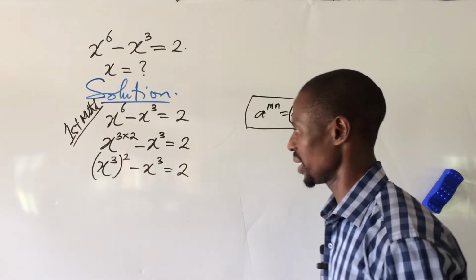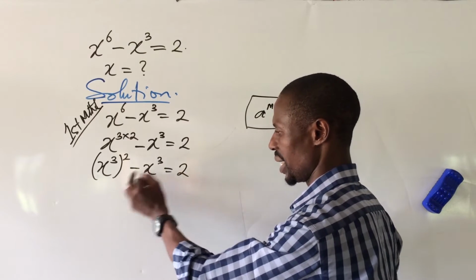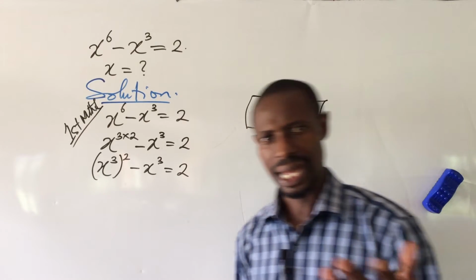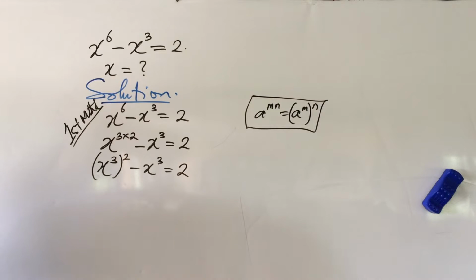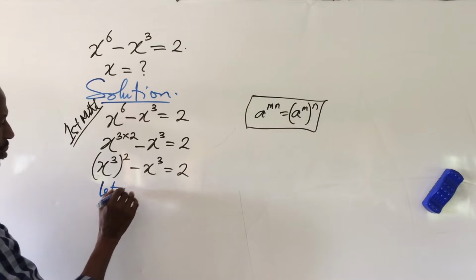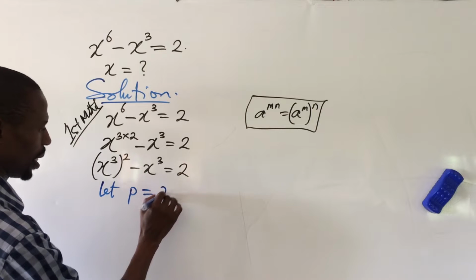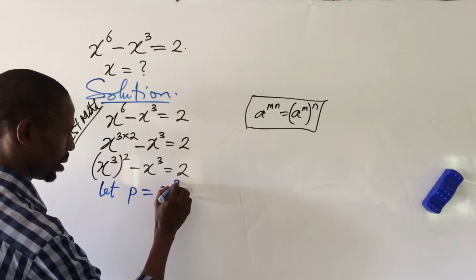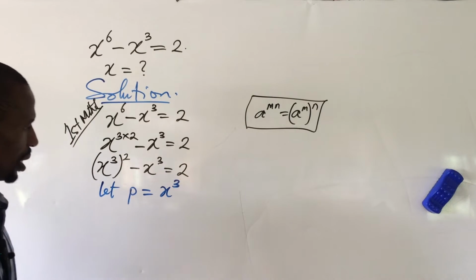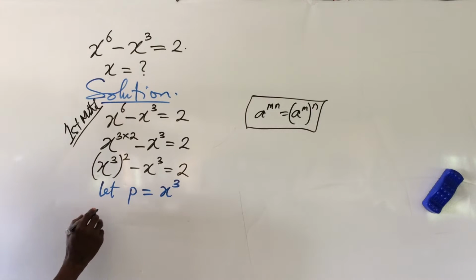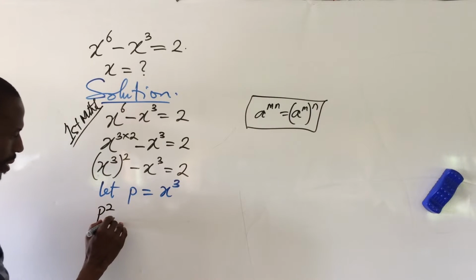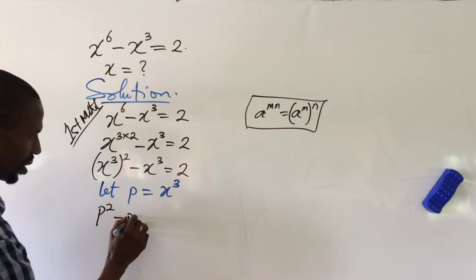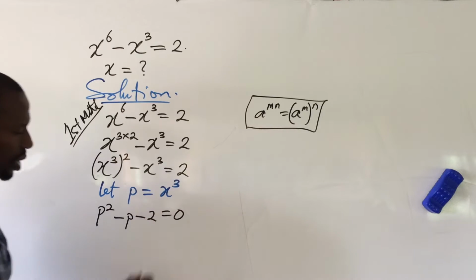Now, at this point, we now have x to the power of 3 here and x to the power of 3 here. We can now bring in another alphabet to represent x to the power of 3. In this case, let's make use of p. So here we'll say let p equal to x to the power of 3. So wherever we see x to the power of 3, we'll put in p there. So our equation will now automatically become p squared minus p, bring the 2 to this other side to give minus 2 equal to 0.